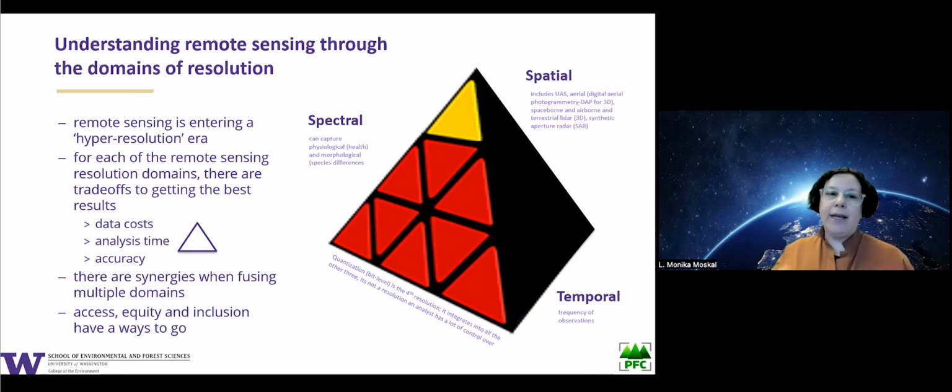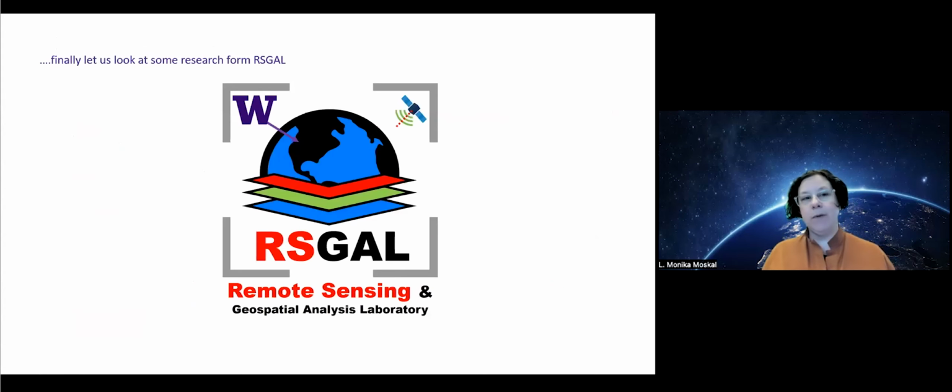And a final thought here: most remote sensing still today is done by looking at one of the domains of resolution. So we either work with LiDAR or we work with optical imagery, satellite imagery, or aerial imagery. Once in a while, we are able to bring in two of those resolutions, and very infrequently do we tap into all three domains of remote sensing.